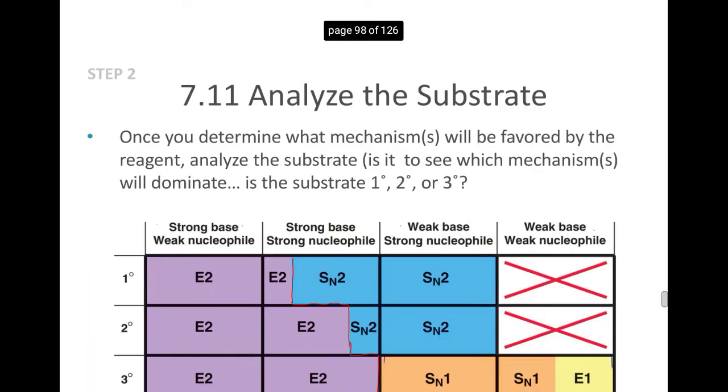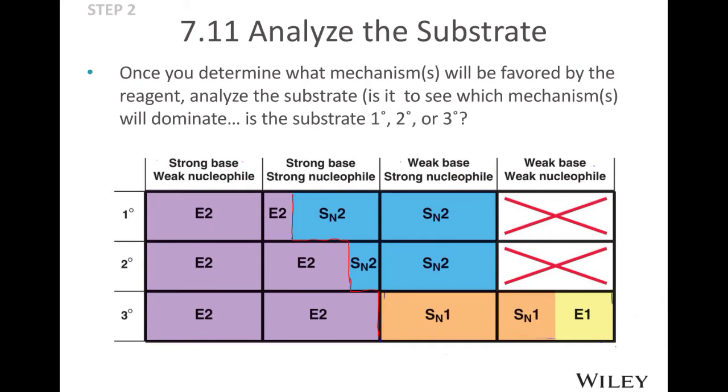All right. Once you determine what mechanism will be favored by the reagent, you're going to analyze the substrate, and then you're going to see which mechanisms will dominate, so which one is going to be the preferred mechanism. If you take a look at this table, there are a few generalizations you can get out of this table.